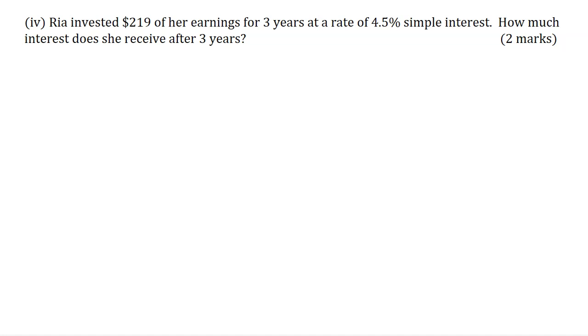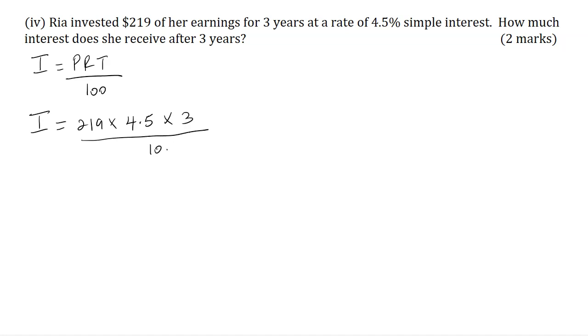Part 4. Ria invested $219 of her earnings for 3 years at a rate of 4.5% simple interest. How much interest does she receive after 3 years? So 2 marks. The formula for simple interest is equal to principal by rate by time divided by 100. So the simple interest is equal to the principal, which is $219, multiplied by the rate of 4.5% per annum, multiplied by the time of 3 years, divided by 100.